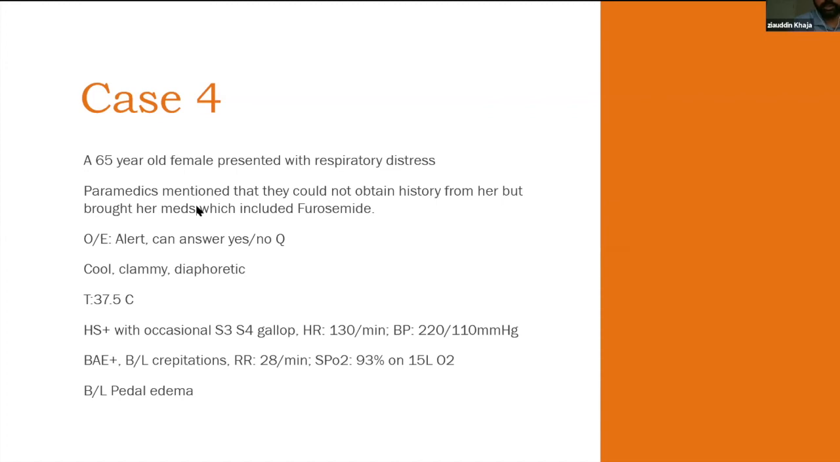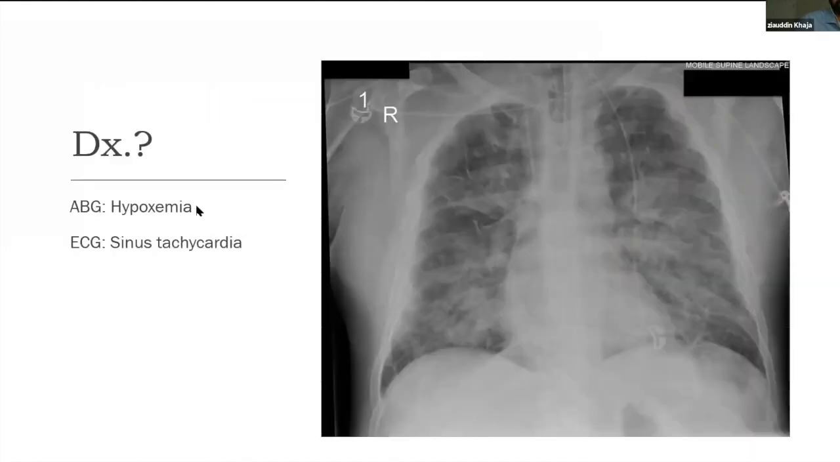When you auscultate, you hear bilateral crepitations, which are quite extensive, on both sides. She's tachypneic at 28, and oxygen sats are 93% on high flow oxygen. This is 15 liters with a high flow mask. And she's got bilateral pedal edema. Right. So just thinking about this, what are we thinking? Yeah, pulmonary edema, heart failure, acute pulmonary edema, exactly.